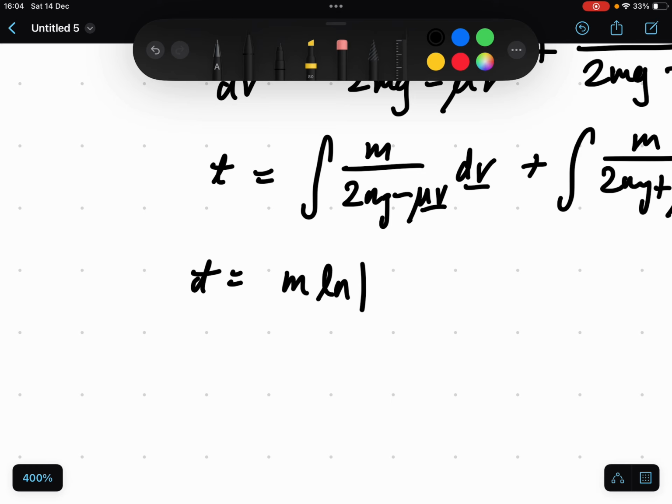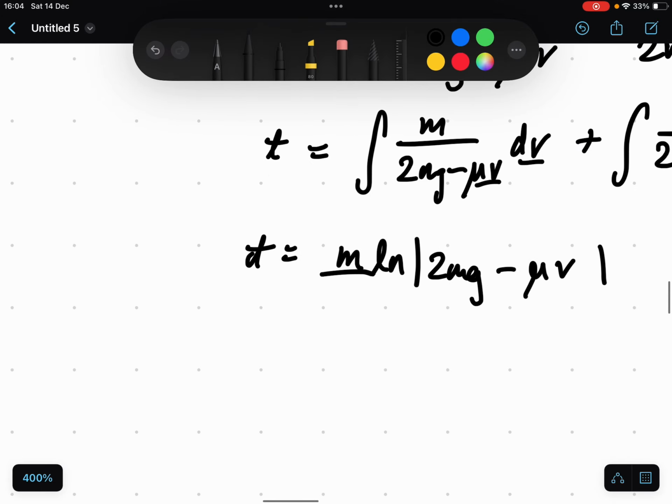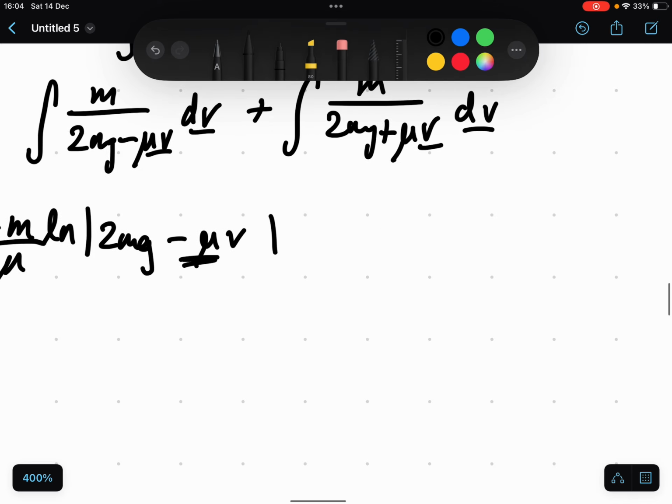So essentially, this should be the same. Right? But we're dividing by this. We don't want this to be there, because if we take the derivative, we're going to get this negative mu, so we've got to divide by that to get negative m over mu. And the same thing here.